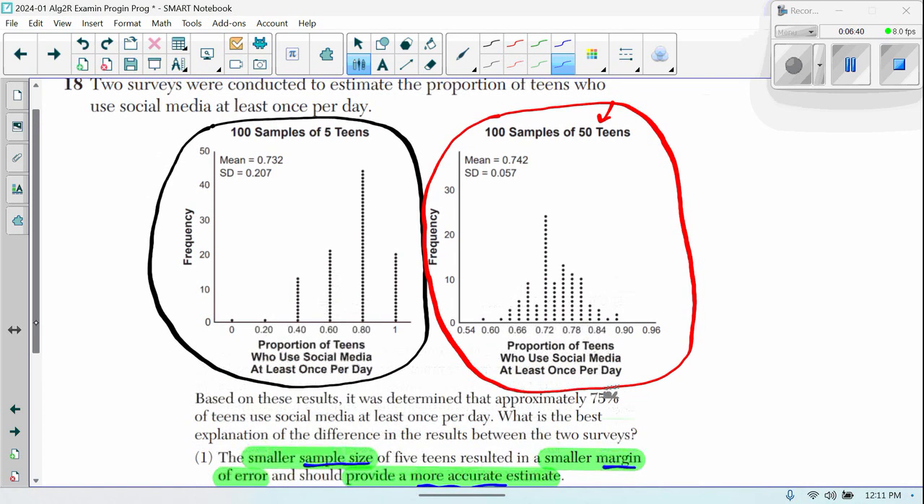Now, if someone's like, I need that explanation, Visca, I need the explanation. Oh my God. But I'm going to explain it to you anyways. Margin of error.